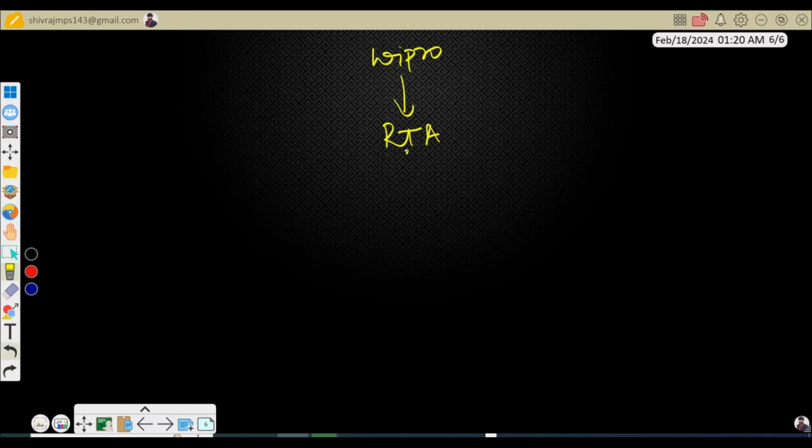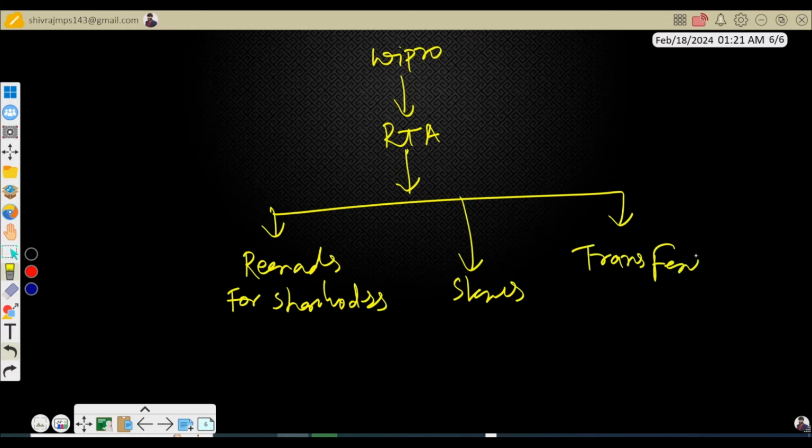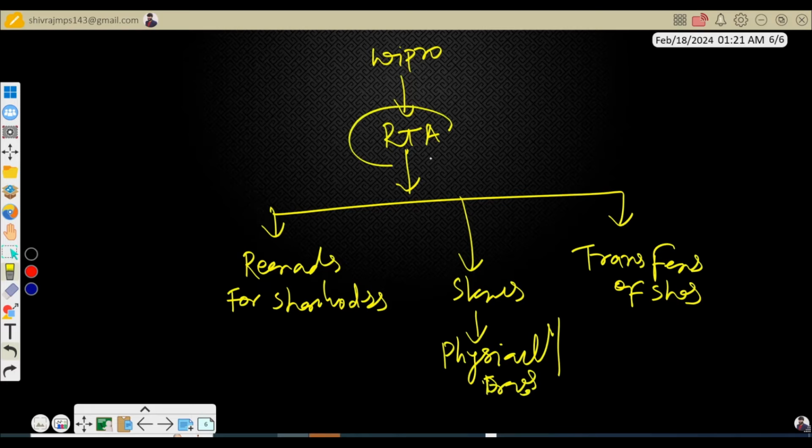So if you see the flow, Wipro appoints an RTA, then the RTA maintains the records for shareholders and shares, and also helps with the transfer of shares. And if any counterpart wants physical shares or a transfer of shares, basically your RTA will help it out.